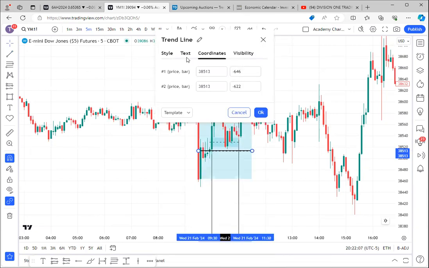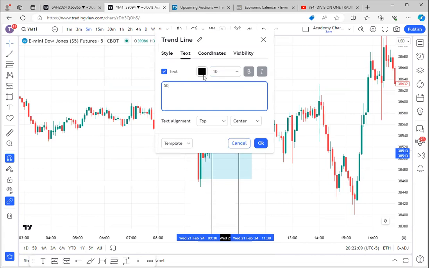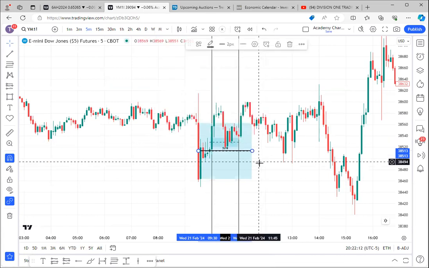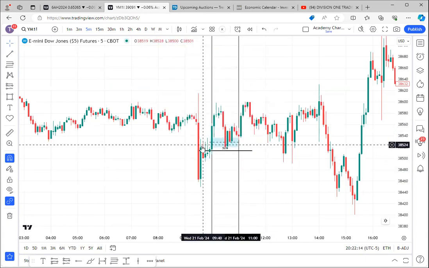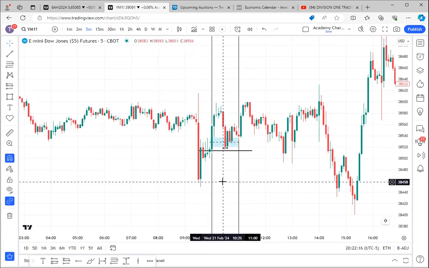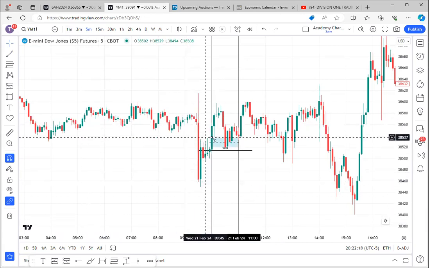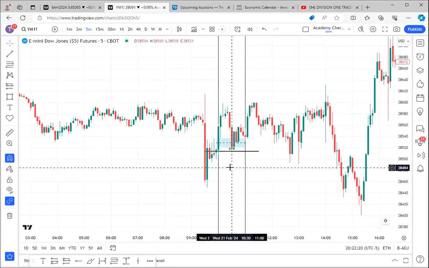And instead of wasting any time, I'm just going to put 50% there and try to visualize that, and remember that this is 50% of this order block.